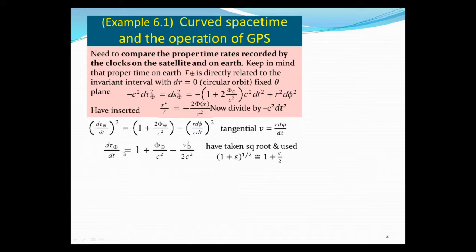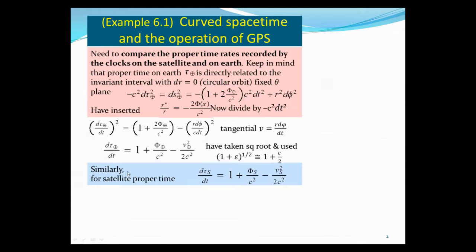So this is the expression of the proper time on Earth compared to coordinate time, for example taking the center of the Earth as reference. It's exactly the same way for the satellite proper time with respect to the coordinate time, just replacing the Earth ground by the satellite.